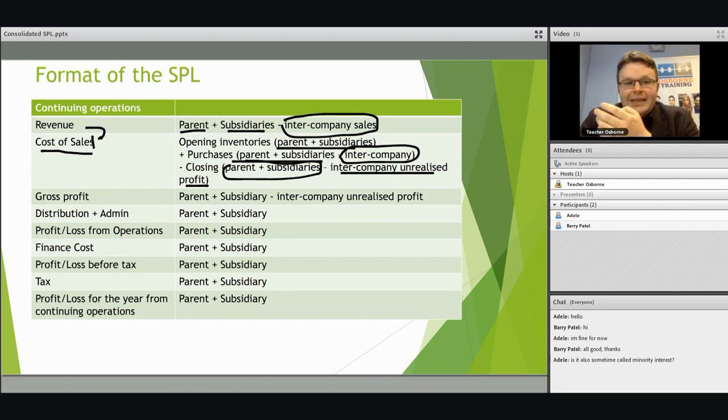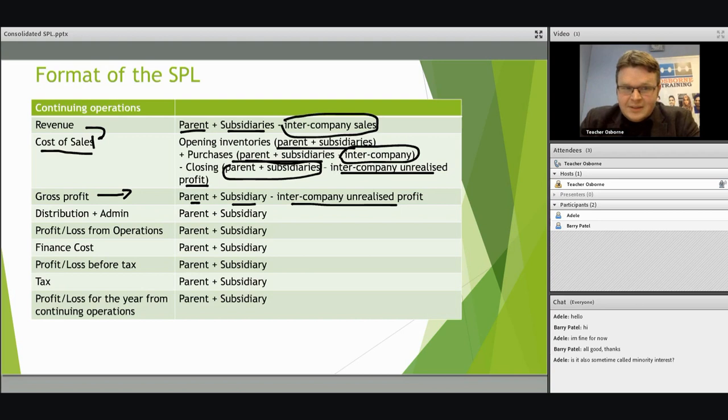So, after we get our revenue and we take our cost of sales, we deduct the cost of sales from the revenue to give us our gross profits. All right? So just like we've done before. And the gross profit, we take the parent and the subsidiary, and once again, any unrealized profit is then deducted because we've not made a profit. We basically moved money from one account to another account. So it's not really a profit.